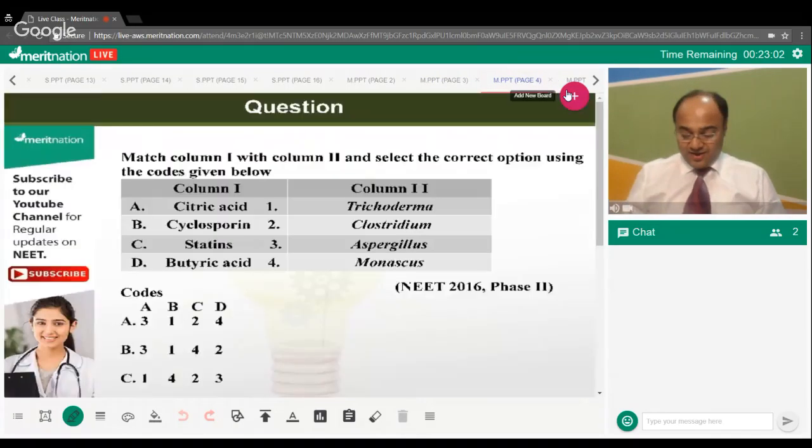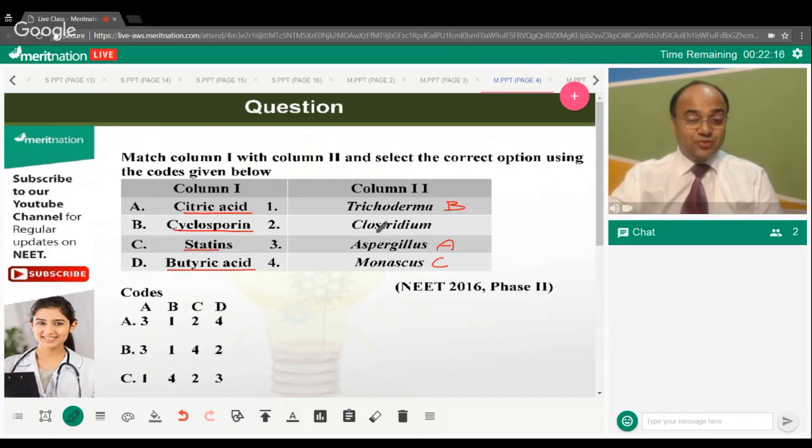Let's see the next one, which is pretty easy. Match column 1 with column 2 and select the correct option using the codes given below. Citric acid is produced by Aspergillus. Cyclosporin is produced by what? Well, this is all a memory game. Produced by Trichoderma. Statins are produced by definitely Monascus. And butyric acid is produced by Clostridium. So the correct answer is option B here. I hope all of you know this now.